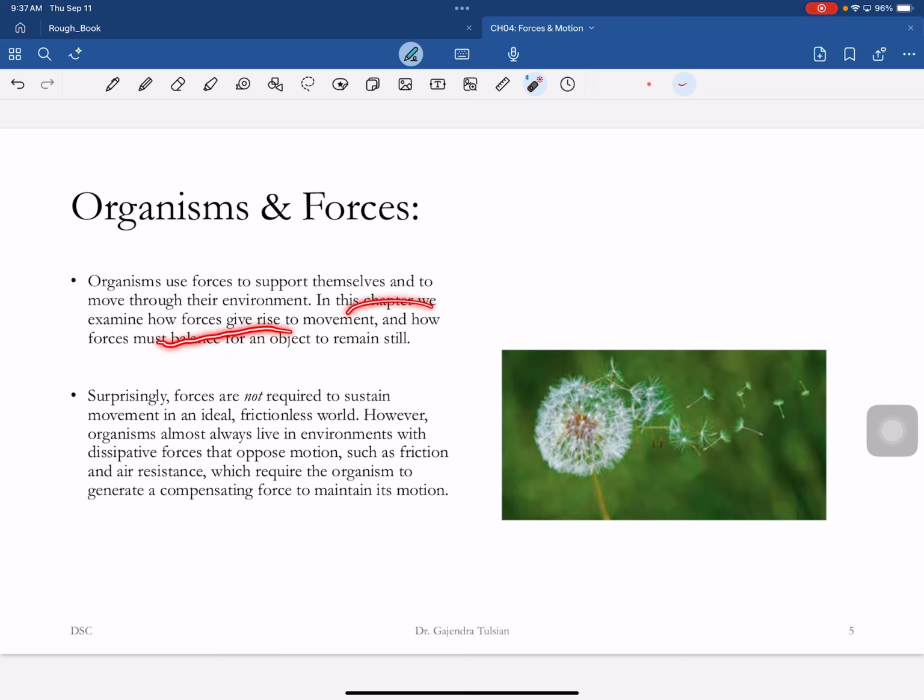In this chapter, we'll study how forces give rise to movement and how forces must balance for an object to remain still. So what this is saying is the following. Let's say something is moving. Do you need to keep applying a force to keep it moving? For instance, here's this object. I'll get it moving. It stopped. Why did it stop? There is no more force.